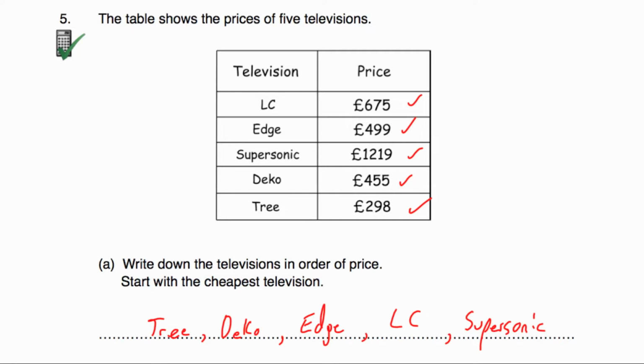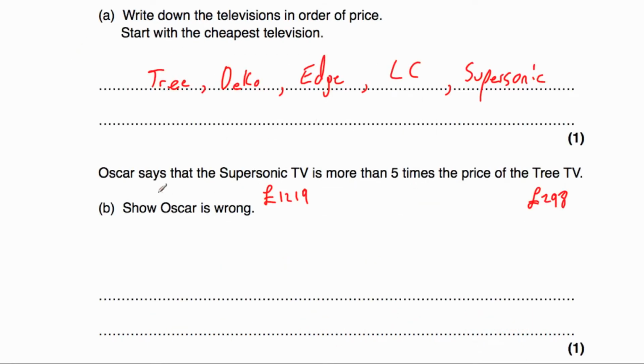Okay, part B. Let's have a look at our next question. Oscar says that a supersonic TV, which costs £1,219, is more than 5 times the price of a tree TV, which costs £298. We've been asked to show that Oscar is wrong. So Oscar's saying that the supersonic TV is more than 5 times the price of the tree TV.